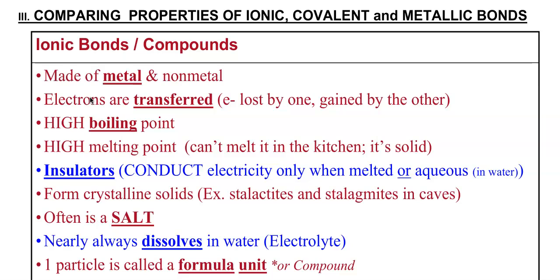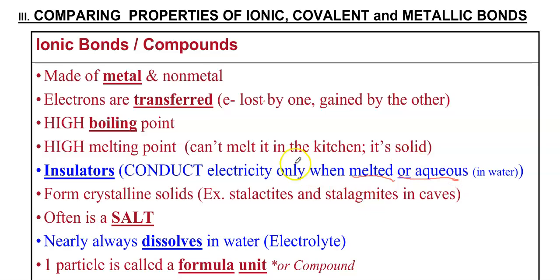First part's review. Ionic bonds or compounds are made of metals, one metal, one non-metal, and electrons or polyatomics, right? But the key is there's a metal in there, one of each, a metal and a non-metal. Electrons are transferred. The metal loses its electrons. The non-metal will gain. And they have high boiling points and melting points. They also are good conductors only when they're in the aqueous or melted state.